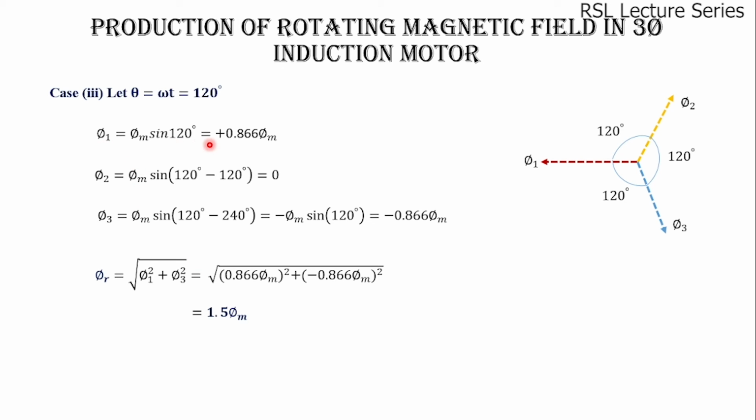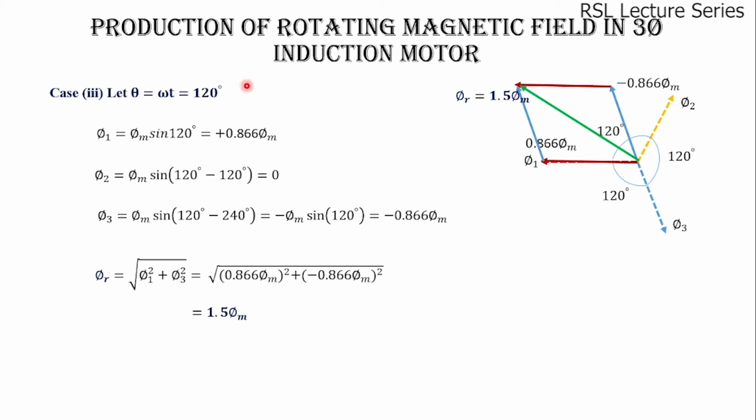So in this case phi 1 is positive, so we have to draw along the same direction. And then phi 3 is negative. So phi 3, this is positive phi 3, and we have to draw it in the opposite direction. Okay, so first we'll draw phi 1. Okay, this is 0.866 phi m. So next we'll draw phi 3, minus 0.866 phi m, and the resultant. Okay, if you see here, again it has been shifted by another 60 degrees.